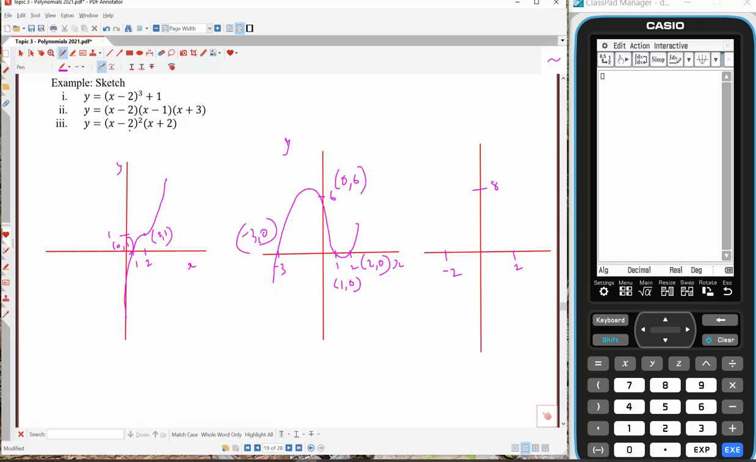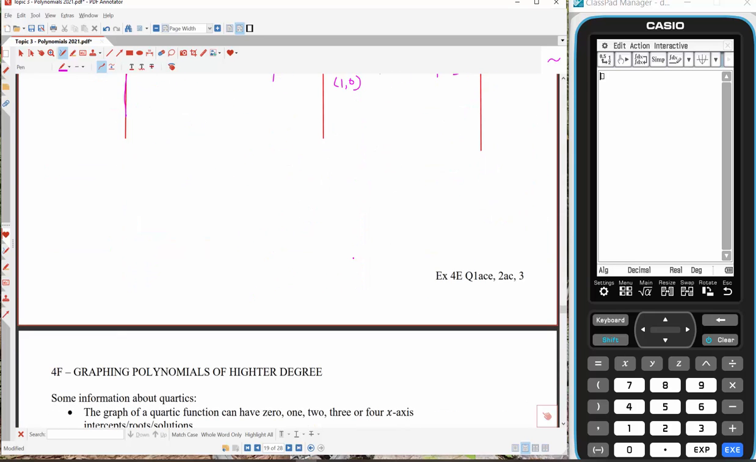Alright, now what's going to happen first of all is that your repeated factor is here. So it's got to come up through there and bounce there. So 2, 0, didn't even get close. Get rid of that, destroy all evidence. Right there. So that's negative 2, 0, and 0, 8, x and y. Alright, so that's all there is to it for 4E.